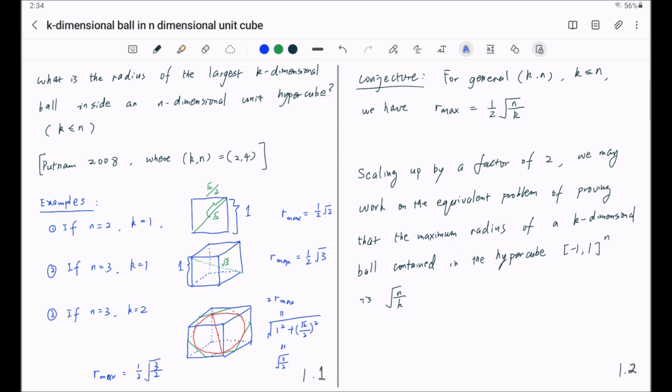The good thing about this simplification is that now this hypercube is symmetric about the origin, which allows us to use lots of techniques from linear algebra.